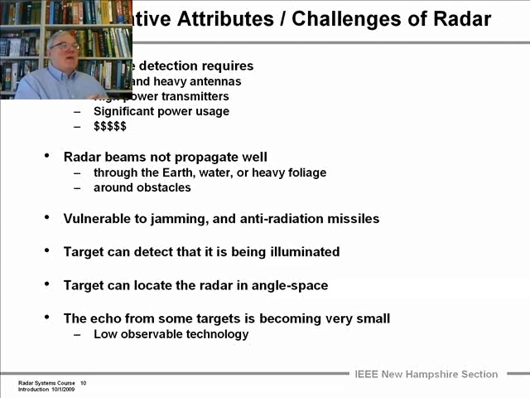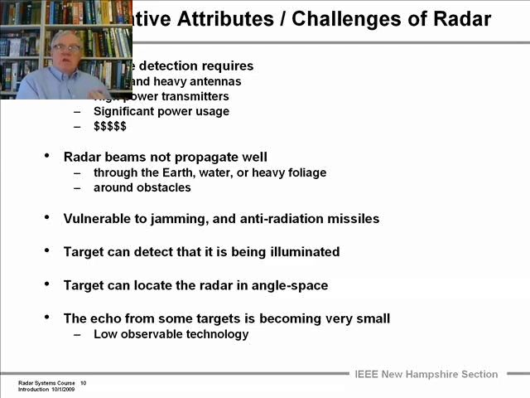And the radar beams do not propagate well through the earth. You can't see into the earth, into water, and it's hard to get them to go into foliage. At frequencies on the order of 100 megahertz, they'll go down into the canopy of trees. And they don't see around corners, around obstacles like through a building. You can't see through buildings easily. A steel building, a mountain, you can't see through.